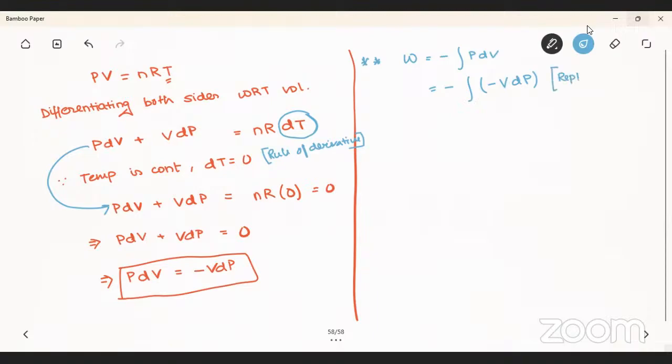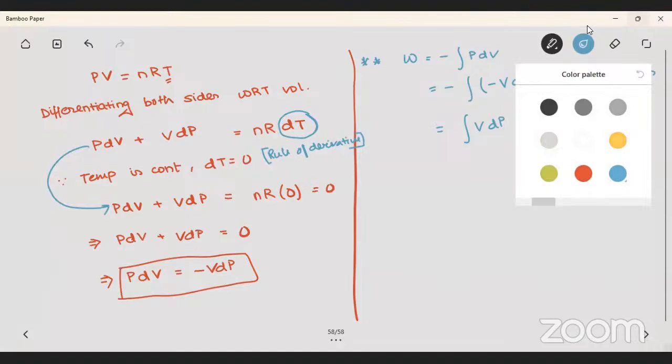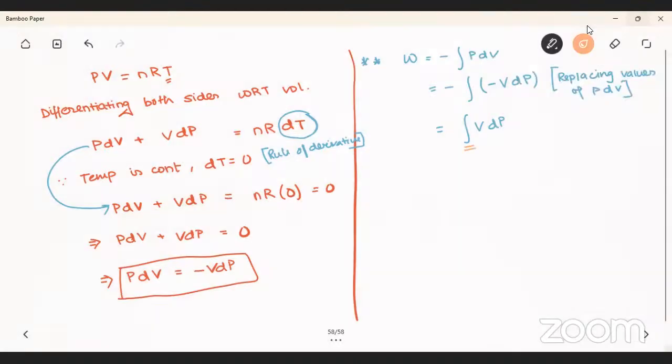Replacing the values of PdV, what do I get? Minus minus gets plus, the integration of VdP. Okay, so this integral can be evaluated by using the limits of integration.